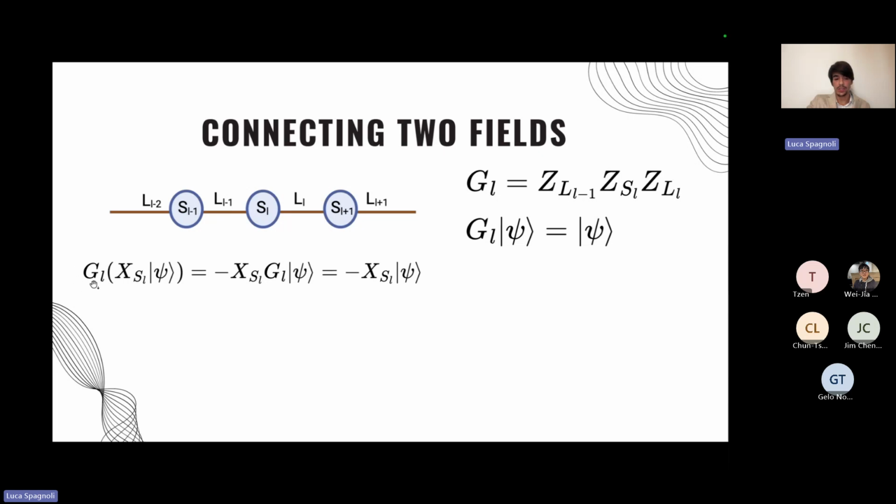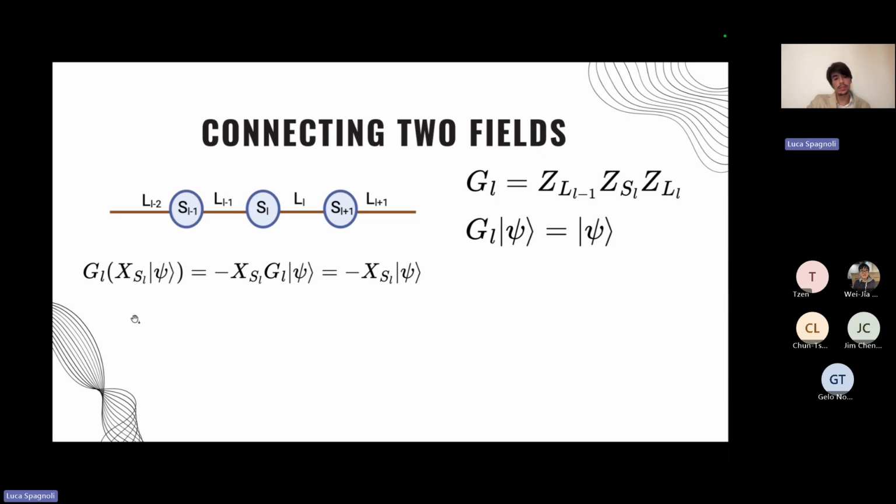We apply this GL to a state where we applied this X. Now, X and Z anti-commute, so I can exchange these two operators and I get a minus sign. GL applied to psi gives psi, and so I get this result.